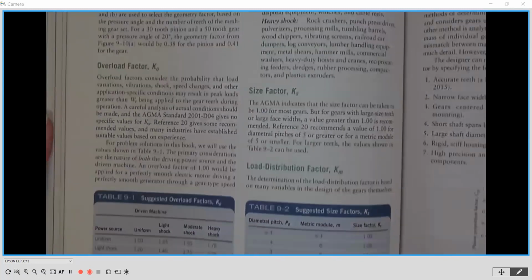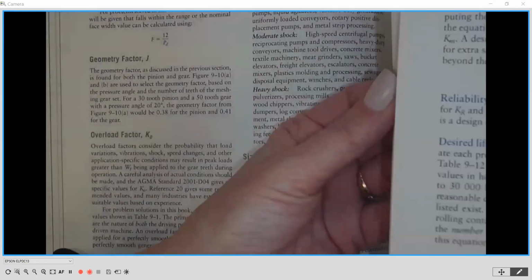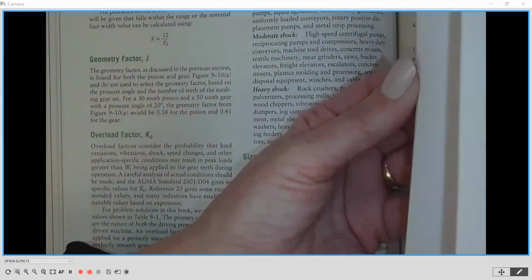All right, so let me get back to our example. Oops, did I go too far? Yeah. All right, I should have my page marked.